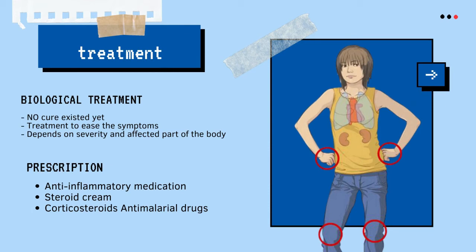Treatment. There is no cure yet, but the treatment is done to ease the symptoms, and it all depends on the severity and the affected part of the body. Usually, the doctor will give anti-inflammatory medication, steroid cream for the rashes, corticosteroid to minimize the immune response, and anti-malarial drugs for the skin and joint.